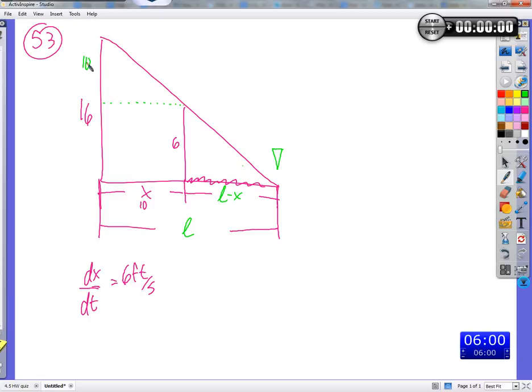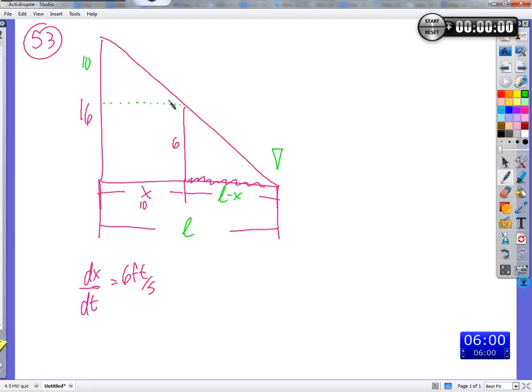But as soon as you make this one 10, then you've stopped him from moving. Do you see what I'm saying? You have stopped the man from walking. I'm saying that L minus X would be 6, because it's a 45-degree angle, so L minus 6 would have to be 6, so L is 16. That's just the same as saying this is 45.